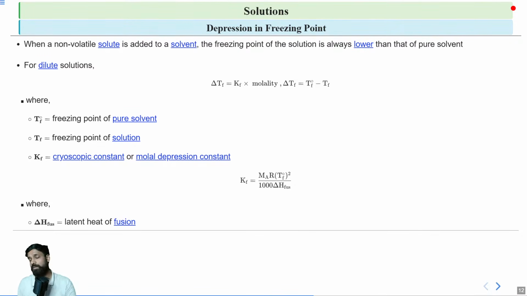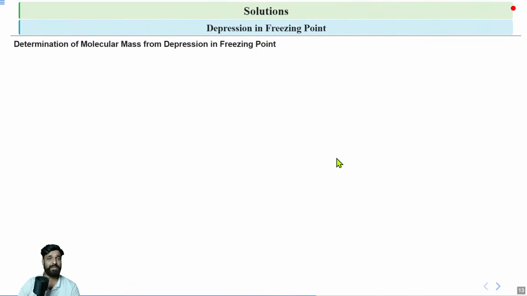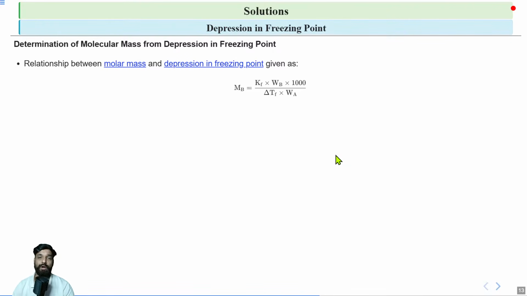So we have already learnt about the relative lowering of vapor pressure, the elevation in boiling point, and the depression in freezing point. Next we will move on to osmosis and osmotic pressure. Before that, we will just rearrange this formula to calculate the molar mass of the solute. Now next, determination of molecular mass from the depression in freezing point. Similar to the elevation in boiling point and relative lowering of vapor pressure, we can also calculate the molar mass of the solute from the depression in freezing point colligative property.